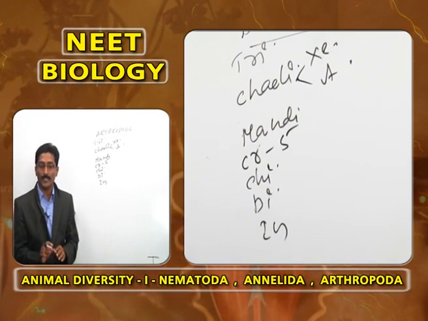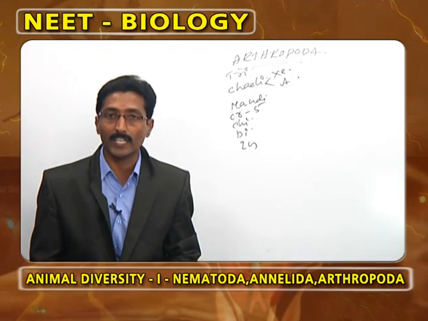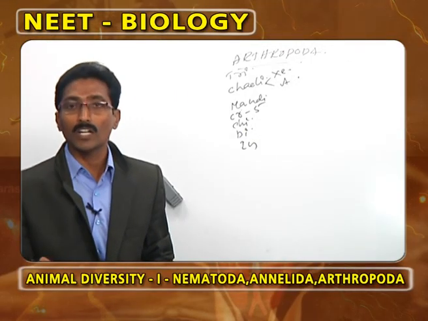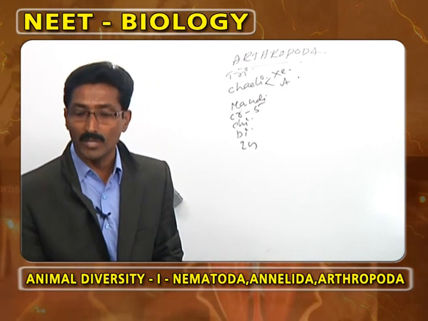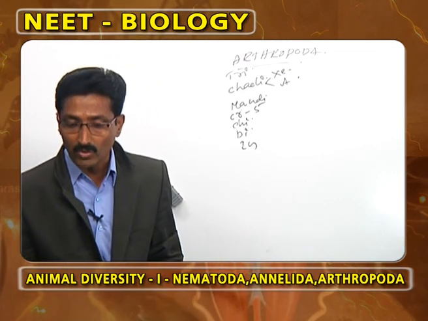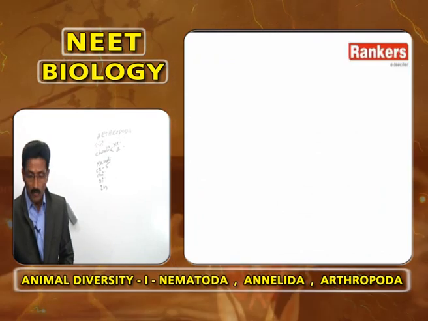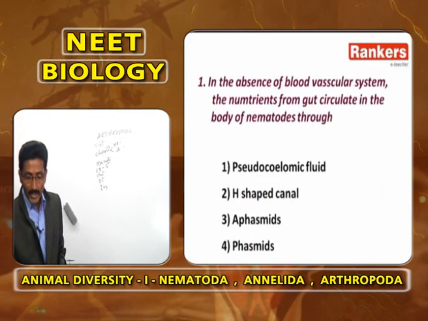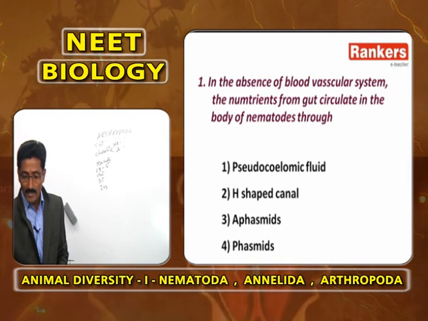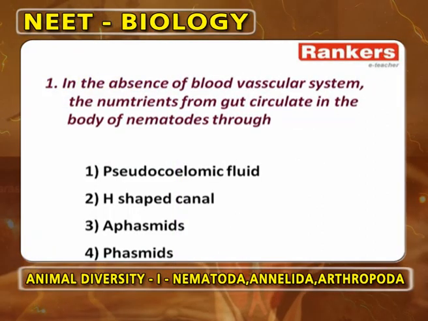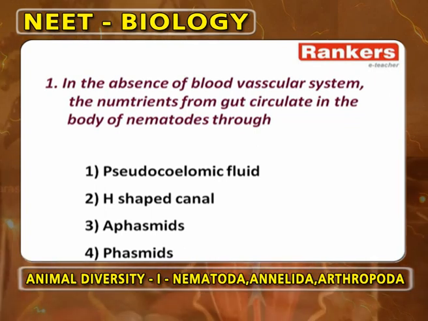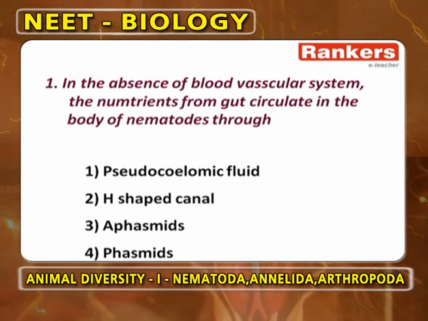Now, we have to discuss some important bits with reference to Nematoda, Annelida and Arthropoda. What is the first one? In the absence of a blood vascular system, the nutrients from the gut circulate in the body of nematodes through the pseudocoelomic fluid, because here there is no circulatory system, so the pseudocoelomic fluid performs the transportation.